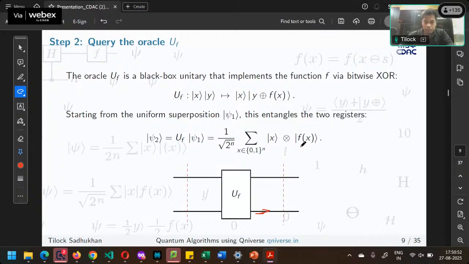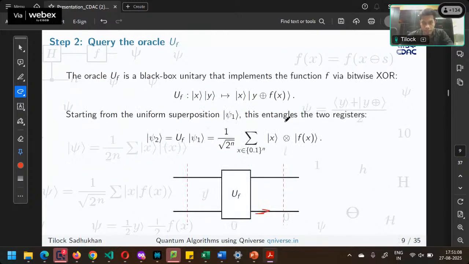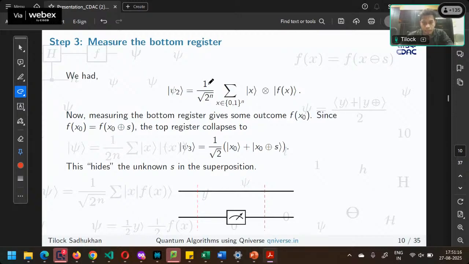So that is our psi 2 that we are getting here, and then we are applying a set of measurements on the second register. Now this is a very tricky part, so I'll try to explain it as simply as possible. As in the previous step, after the oracle, we had this state psi 2, which is of this form. So we are taking psi 2 and applying the measurement gate.